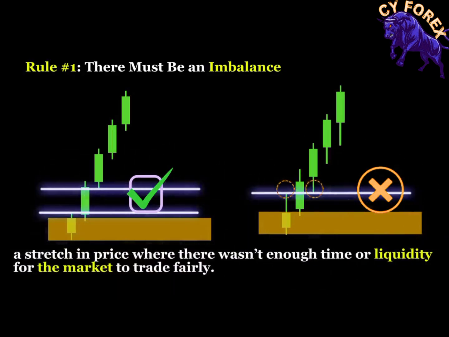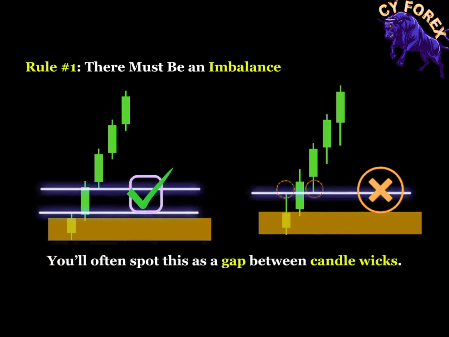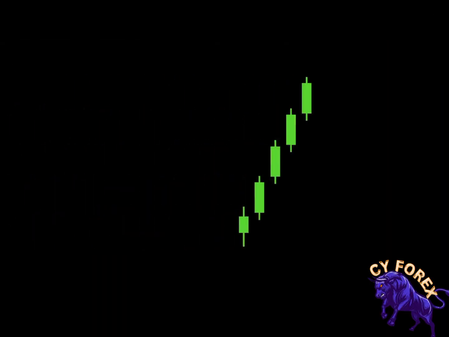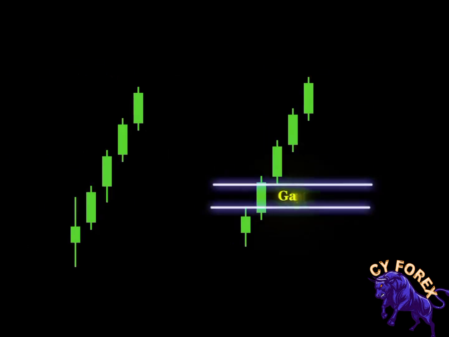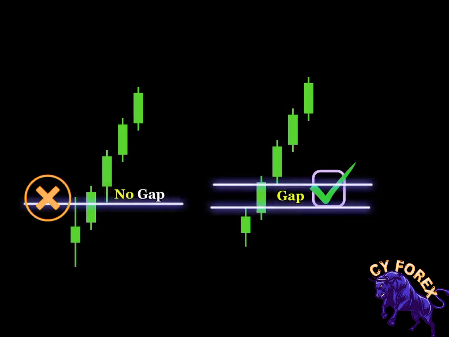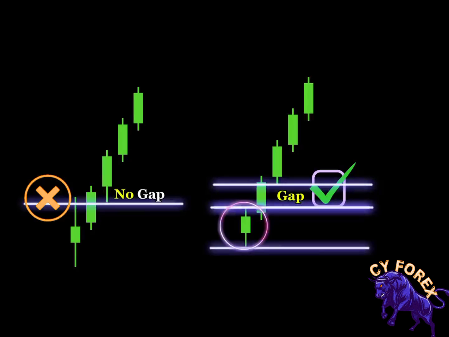A stretch in price where there wasn't enough time or liquidity for the market to trade fairly. You'll often spot this as a gap between candle wicks. Let's break it down. Imagine 2 price moves that look almost identical. Both push upward strongly, but in one there's a clean space, a gap, between the high of one candle and the low of the next few. That gap is an inefficiency. It shows the market moved so fast, orders weren't fully matched. Only the move with this imbalance can be considered for an order block. To draw it, take the last candle before the imbalance appears and draw a rectangle from the wick high to wick low. That's your zone.